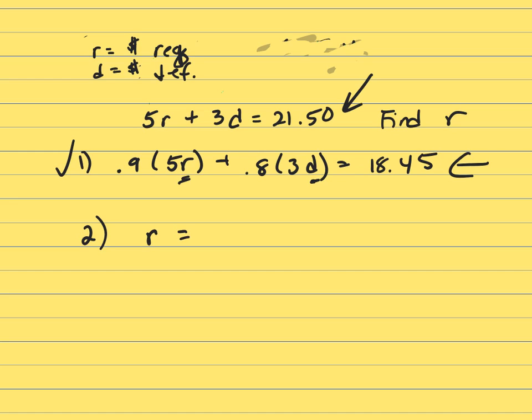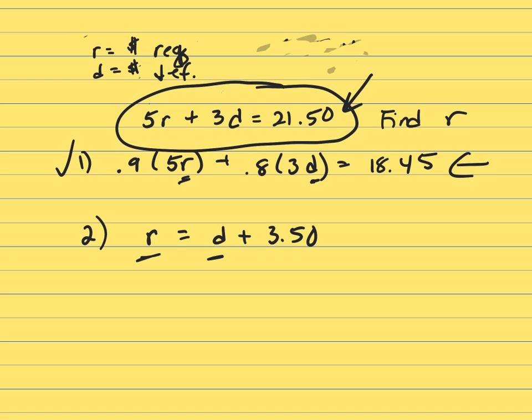Clue 2, the price of the 5 pounds of regular coffee was $3.50 more than 3 pounds of the decaffeinated. So that would be decaffeinated plus $3.50. So once again, you've got an equation with two different variables, and if you put that with this, you will be able to solve for R or D. R is what we're looking for. So the answer here is D. Both clues work independently.